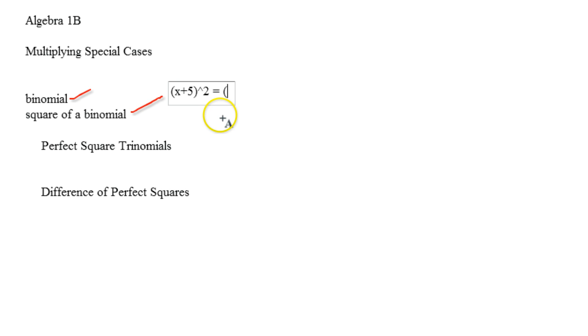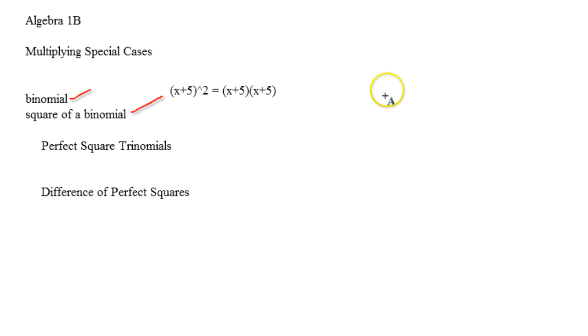So what you do is just rewrite it twice. x plus 5, x plus 5. Pretty simple, easy peasy, lemon squeezy. Okay, something as simple as that. Now, real fast, we're going to mess around with these two things, perfect square trinomials and difference of perfect squares.